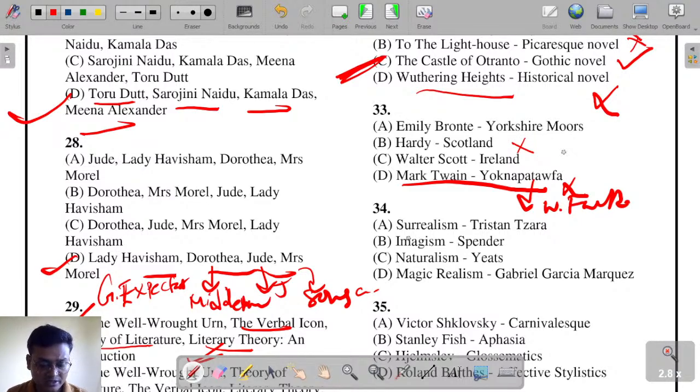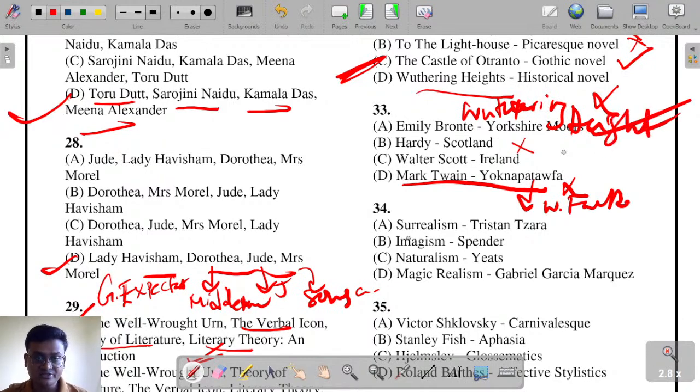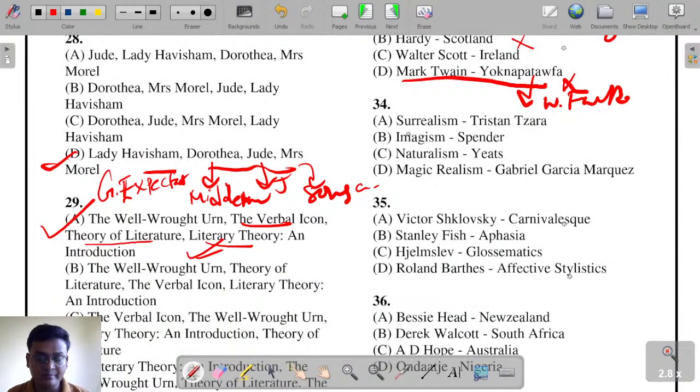Question 33. Which one is the right answer here? Here Emily Bronte, Yorkshire Moods, isn't it? That is in Wuthering Heights, okay? The novel Wuthering Heights.